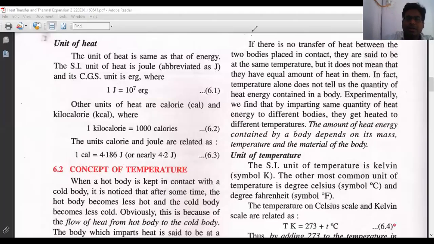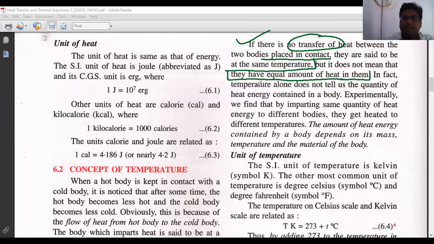So now look at the next point. If there is no transfer of heat between the two bodies in contact, they are said to be at the same temperature, right? But it doesn't mean that they have an equal amount of heat in them. In fact, temperature alone doesn't tell us the quantity of heat energy contained in the body, right? So when two bodies have no transfer of heat, they are said to be in equilibrium at the same temperature. It doesn't mean an equal amount of heat.